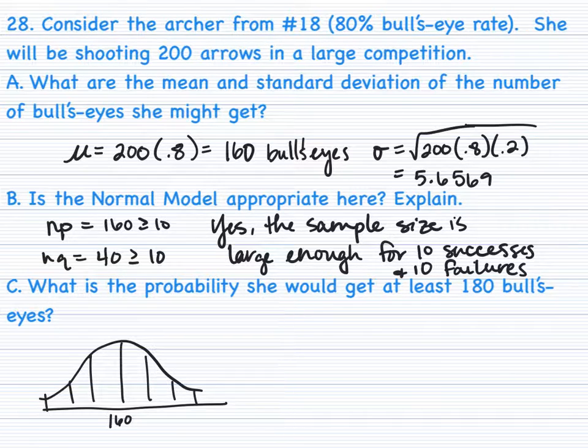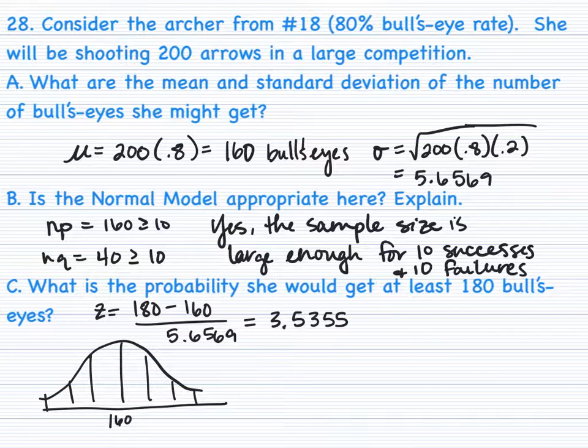So we have a mean and a standard deviation, so we need to calculate a z-score. So z would be 180, our observed value, minus the mean of 160, divided by the standard deviation of 5.6569.